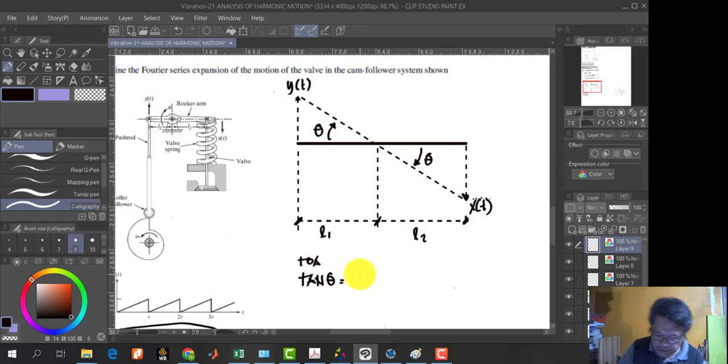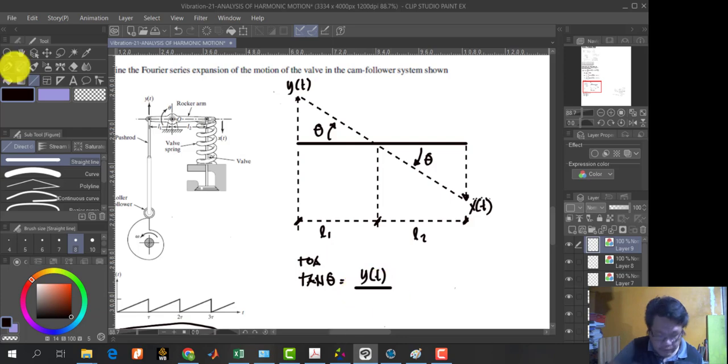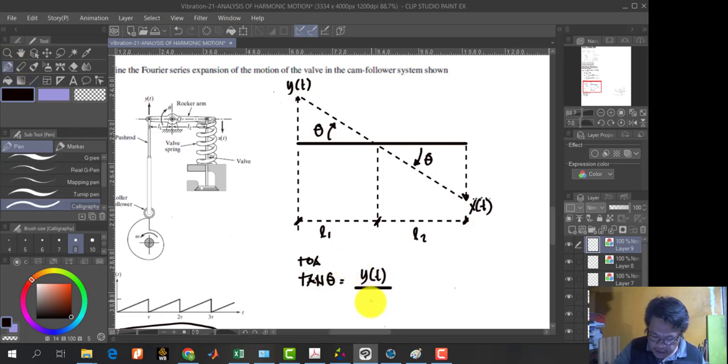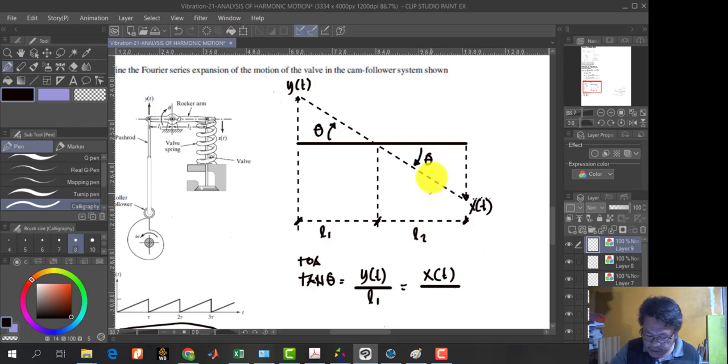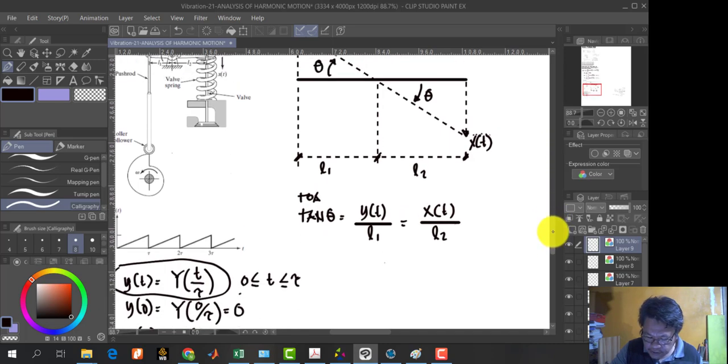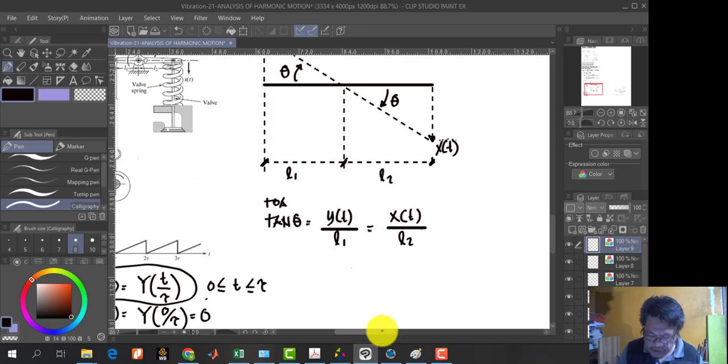Usually, what is my opposite? So that will be my y function of time, and this is all over the adjacent, which will be L sub 1. And on the other side, we have here your x, the opposite of this angle, x, the function of time, and this is all over the adjacent, which will be L sub 2. So we have established the relationships between the y functions and my x functions.